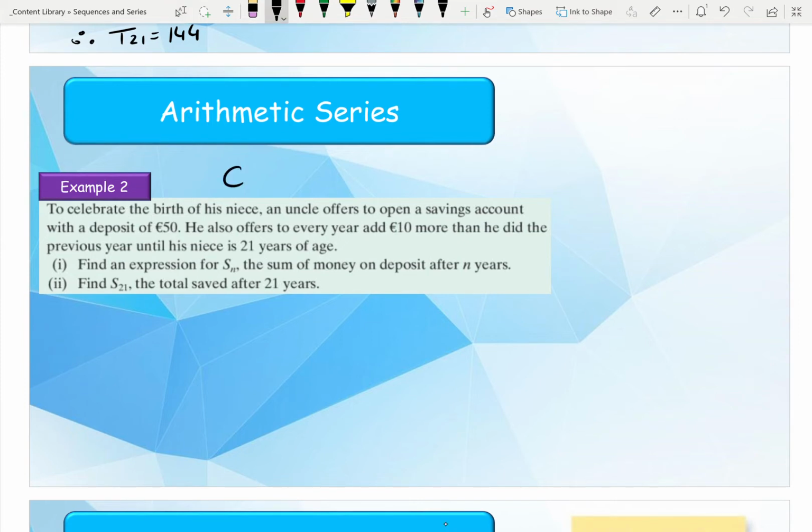So that means I know in the first year, €50 was put in. He also offers to every year add 10 more than he did the previous year, which means next year he would add 60, then he would add 70, then he would add 80, and then it would keep going. And because I can see here that to go from 50 to 60 and 60 to 70, each time it's increasing by 10, I know that it's an arithmetic sequence.